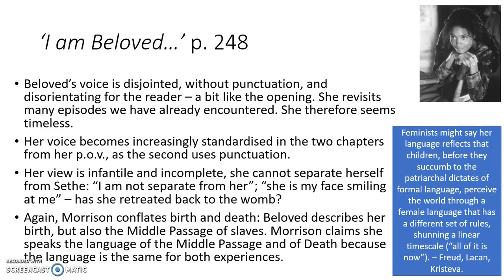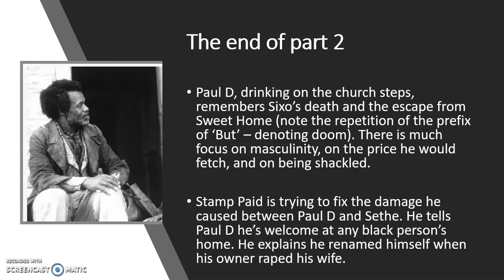Okay. Now this blue box is quite challenging but really interesting, I think, particularly if you're thinking of doing a feminist lens, because feminists might argue that Beloved's language reflects that children, before they succumb to patriarchal dictates of formal language, perceive the world through a female language that has a different set of rules. So an example of that would be the fact that it shuns a linear time scale. So Beloved says all of it is now. So she doesn't follow these patriarchal guidelines and standards of society until she grows and develops and is socialized in that masculine way of thinking, you might say. So theorists that you might want to look into for that are Freud, Lacan, and Kristeva.